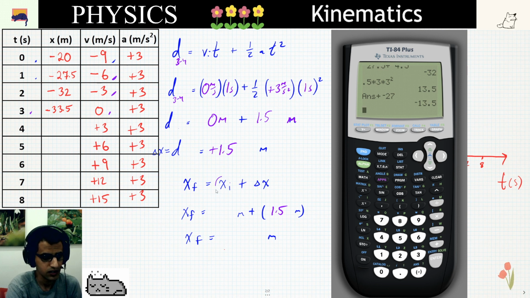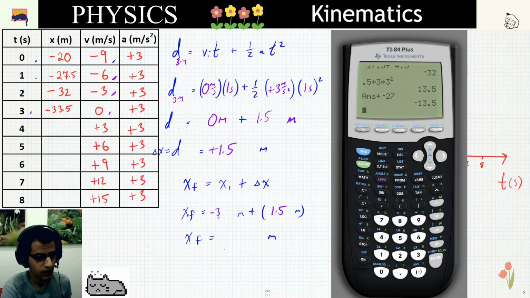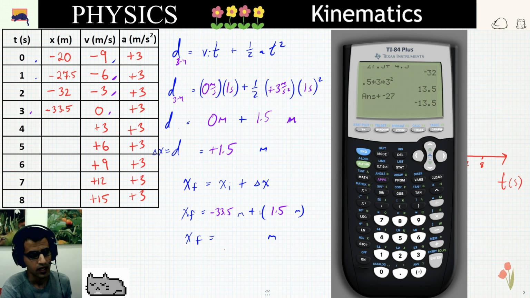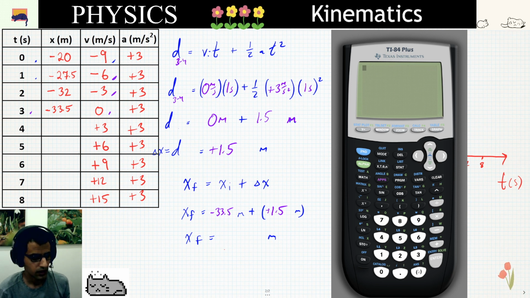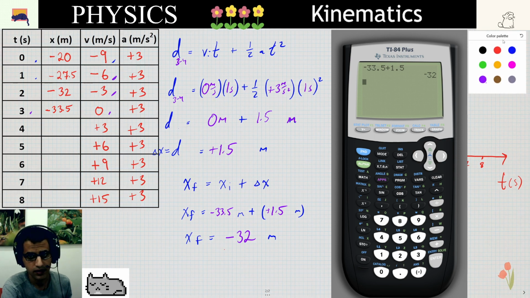The initial position at 3 seconds is negative 33.5. This is a positive, this is a negative. So a negative 33.5 here. Negative 33.5 plus 1.5 gives us negative 32. Negative 32 is the position at 4 seconds.